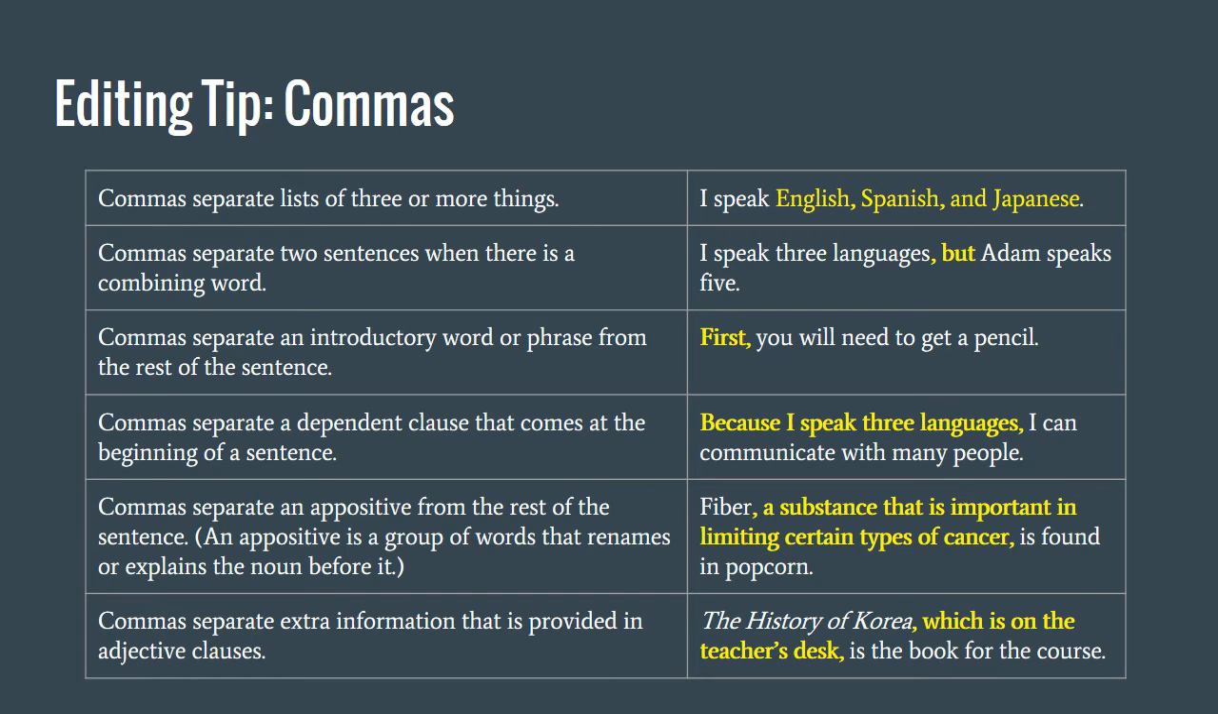In this part of the lesson, I'd like to draw your attention to another common problem in writing, and that is where to put commas. So let's just talk about a couple of the rules that I'd like you to know. Commas separate lists of 3 or more things. So, for example, I speak English, comma, Japanese, comma, and Spanish. So those are 3 things, and we are going to put commas after the first 2 things.